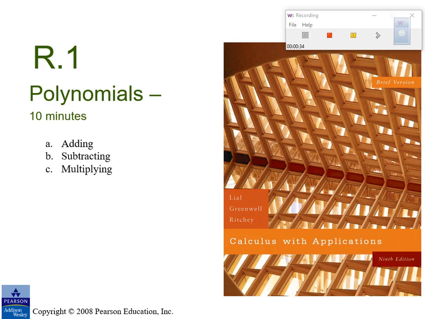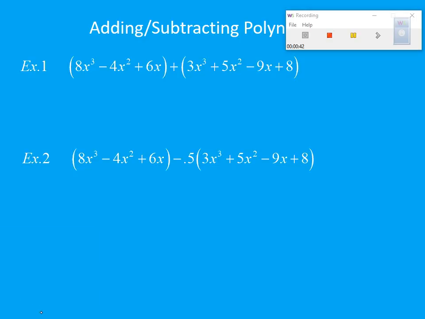So what I'm going to do is cover section R-1 with you. Guys, all it is, it's over adding, subtracting, and multiplying polynomials. This will look really familiar to you. So here goes. I need to review with you that when you add polynomials, you simply find your like terms and add or subtract them.